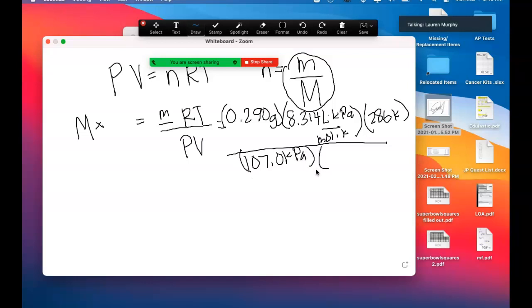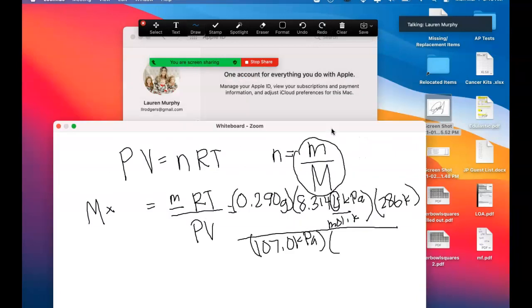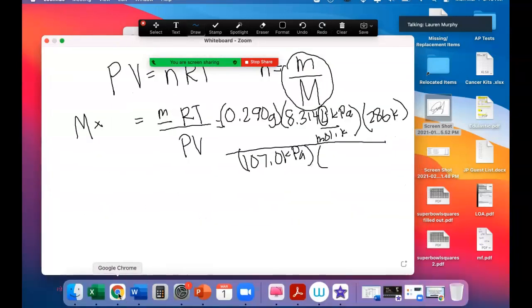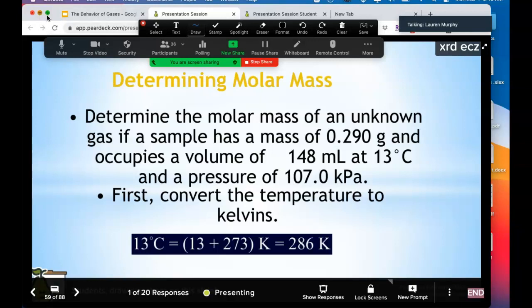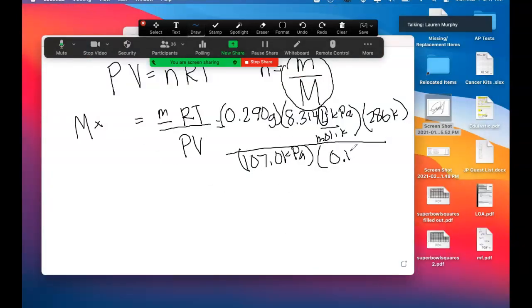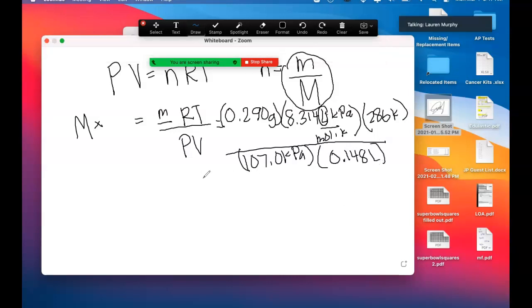And the volume. Now, this is something we haven't encountered yet. The volume for the ideal gas law has to be in liters. It cannot be in milliliters. It can for the combined gas law because you have volume on both sides. But in the ideal gas law, the R constant's volume is liters. So your volume has to be in liters. If you don't remember, there are 1,000 milliliters in 1 liter. So 148 milliliters is the same thing as 0.148 liters.